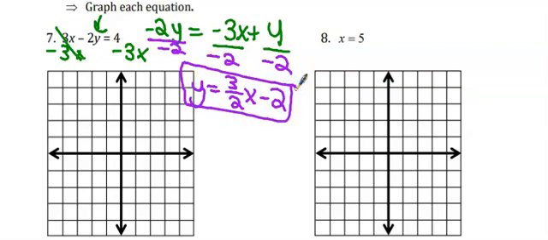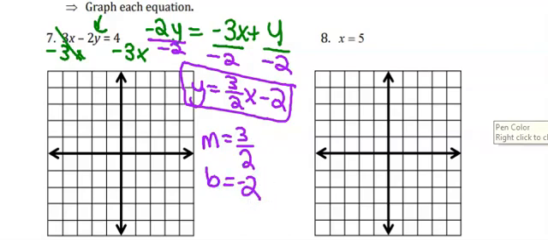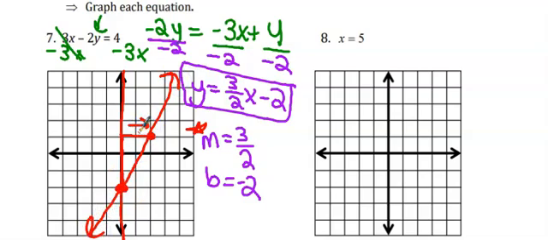Okay, so we have that, and now we're going to graph. So let's think about this. M is 3/2. B is -2. And I said before that the b is our starting point, our y-intercept. So let's go to our y-axis, go down to -2. That's our starting point. And then I'm going to use our slope to go up 3, 1, 2, 3, and over 2. Now I'm going to go up and right because it's a positive slope. If it was negative, I would go left. So up and right, and there would be our graph.